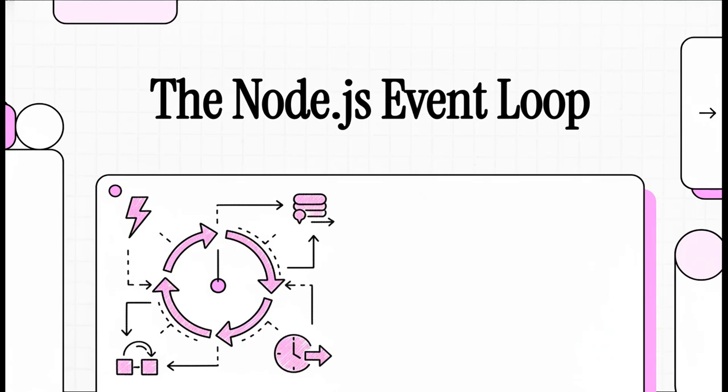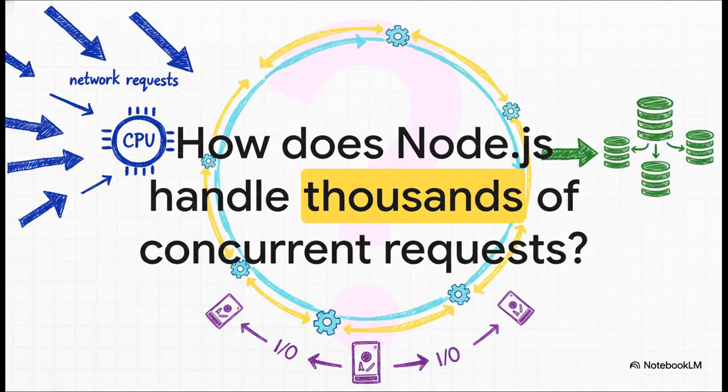Okay, let's jump right in. We are going to break down one of the most powerful and, let's be honest, most confusing parts of Node.js, the event loop. So here's the big question, right? You always hear that Node.js is amazing at handling tons of simultaneous I/O. We're talking network requests, database queries, you name it. How on earth does it manage all that without just falling over?